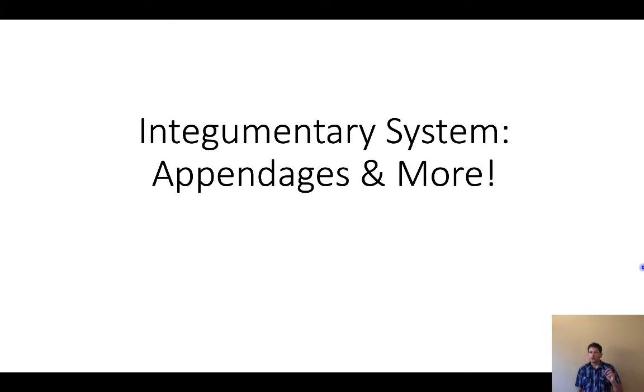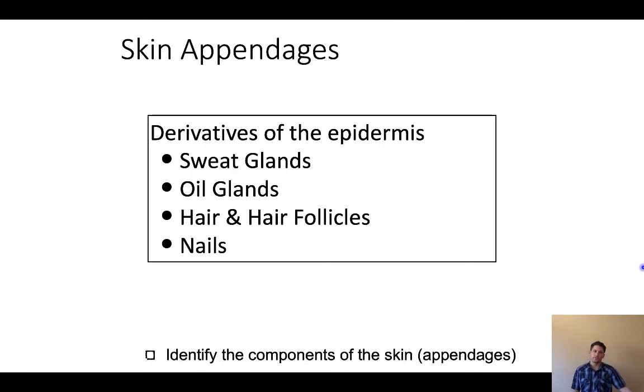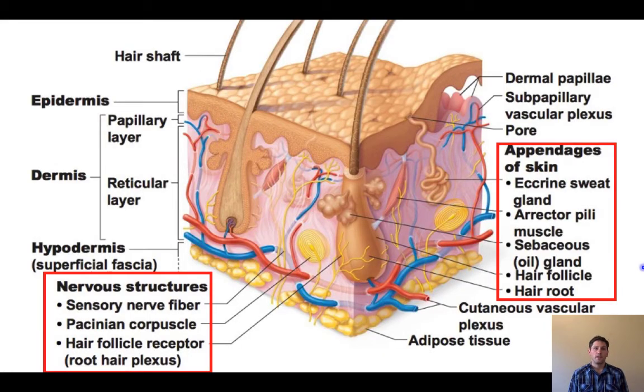Now on to a little bit about the appendages that we'll see. Things that exist within our skin. So sweat glands, oil glands, hair and hair follicles, and nails. So if we look here at this diagram that we've been working through and getting down our layers, our epidermis, our dermis, and then our hypodermis.